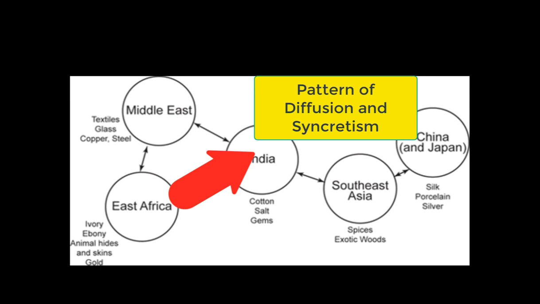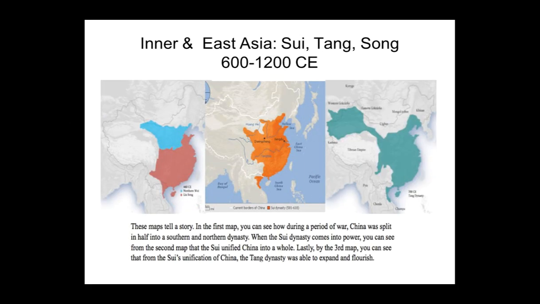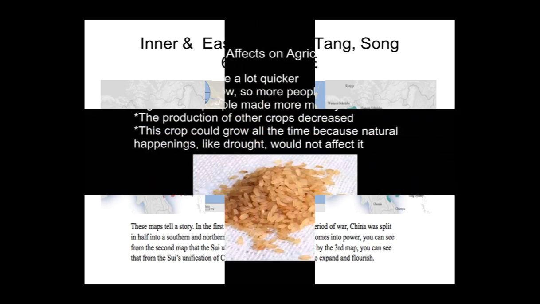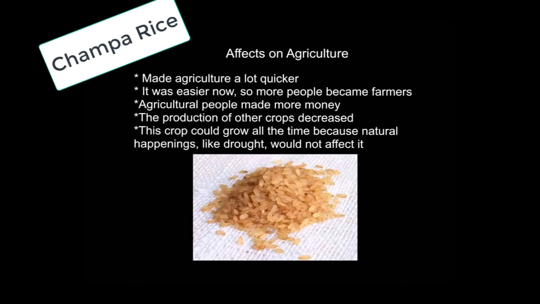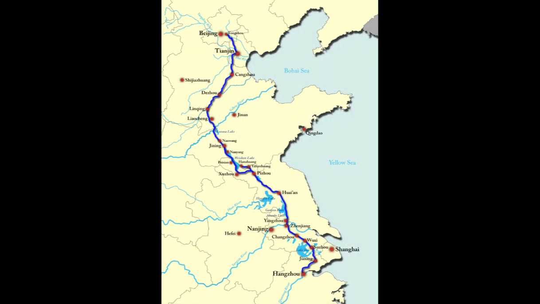And remember the pattern there, diffusion and syncretism, right? So Buddhism diffuses into the society and then mixes together with the ideas that are there. Now at the time, the Sui, the Tang, and the Song had been expanding. They expanded into places like Tibet, Manchuria, and Vietnam. Okay, and as they did that, they brought back goods, for example, Champa rice. They also built the Grand Canal to connect northern and southern China. But this also brought in new ideas, and so it led to diffusion and then syncretism into Neo-Confucianism.